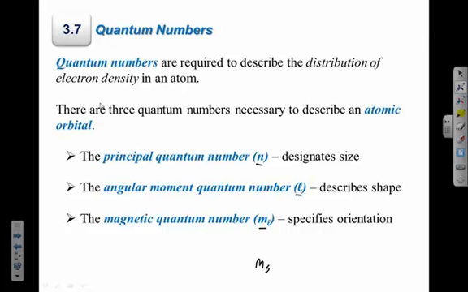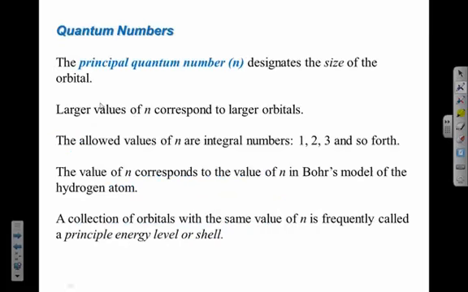Okay, so we have to talk about these quantum numbers because they describe the different shapes and different possible locations for the electrons, and later we'll match up the quantum numbers with the periodic table so we can see how the different elements have their electrons in areas with different quantum numbers. So let's talk about these quantum numbers one at a time.